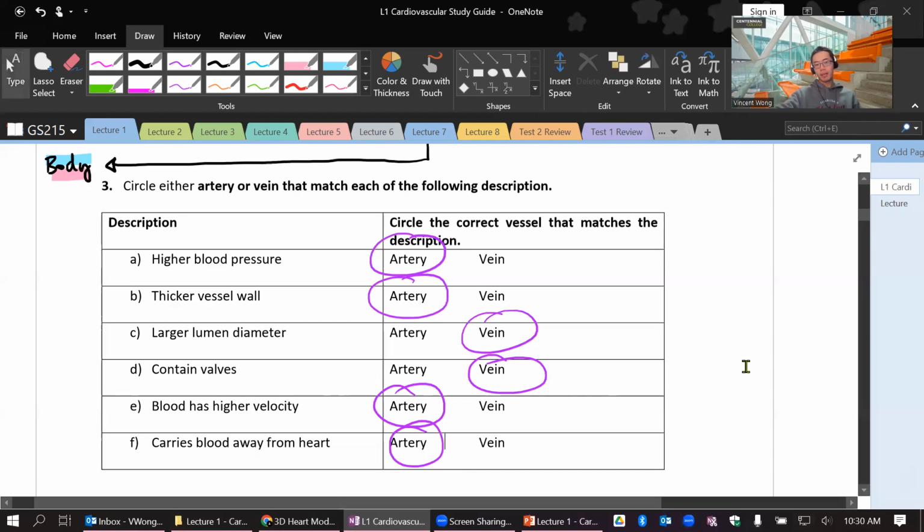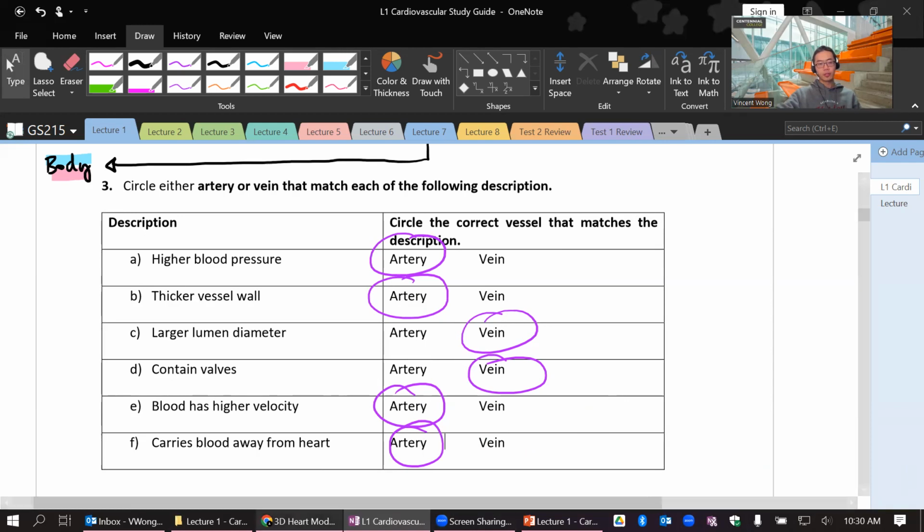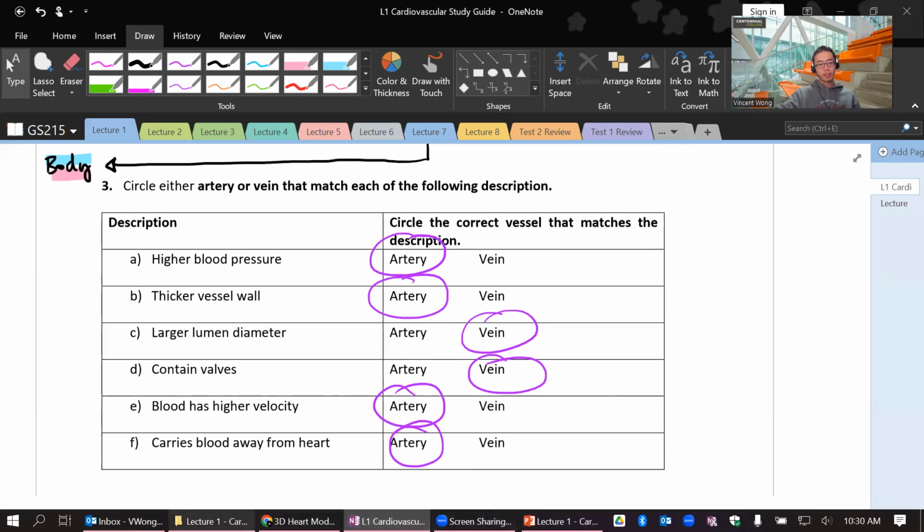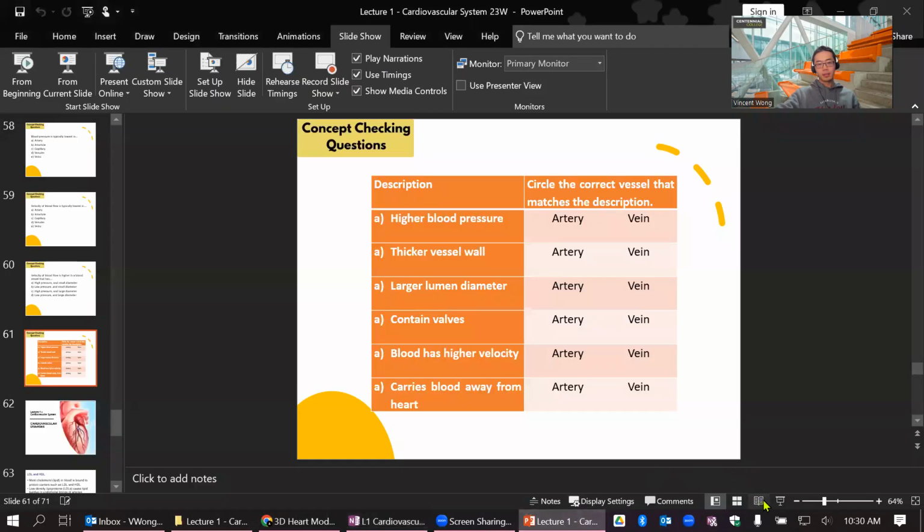Okay, hopefully that makes sense. And again, if you need clarification, you can email me, you can leave a message in the chat box, whatever you feel is better.